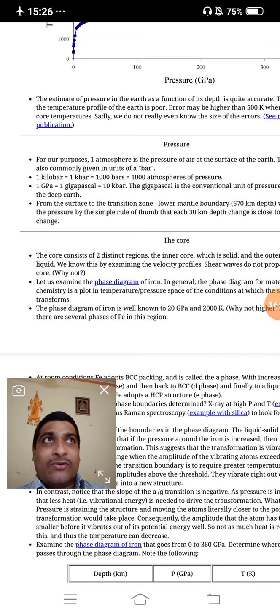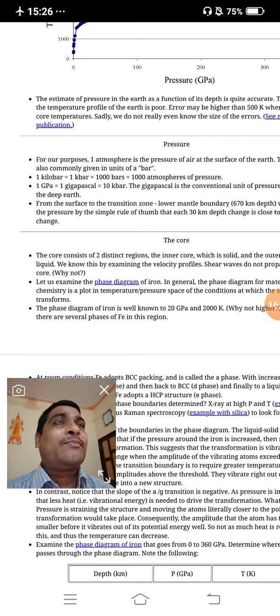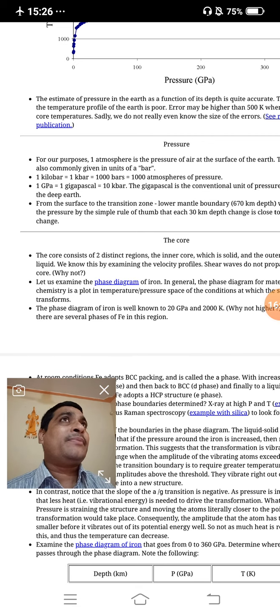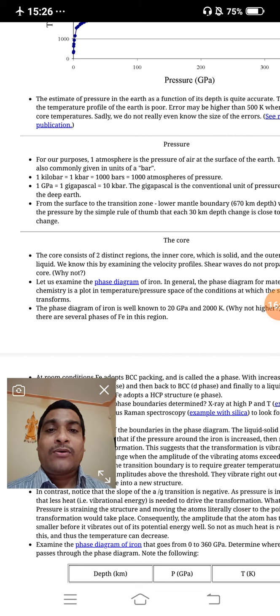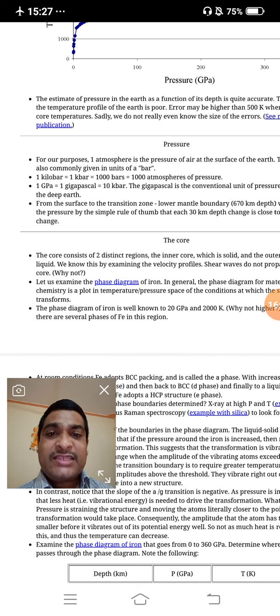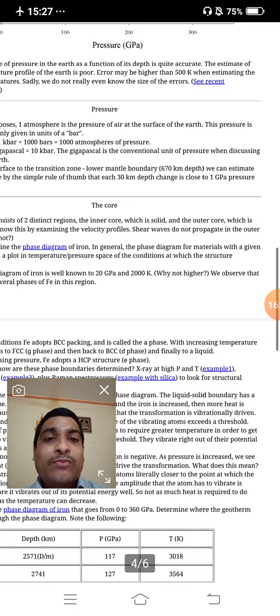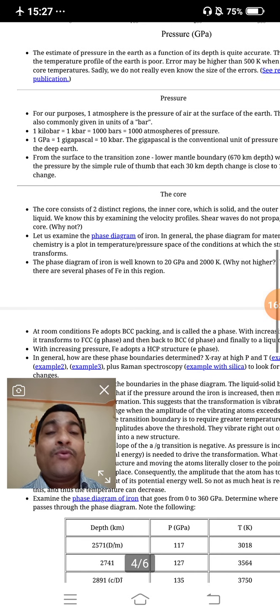The outer portion of the core is totally made up of liquid material, a highly viscous molten type of material present in the outer core of the earth, and the inner core is mostly made up of solid material. We know this by examining the velocity profile. Shear waves do not propagate in the outer core. Why not?